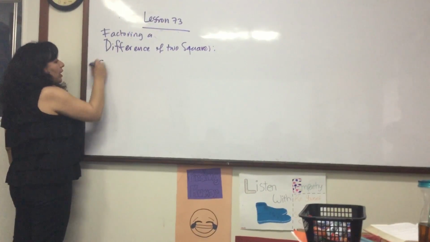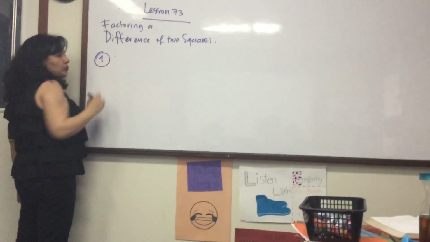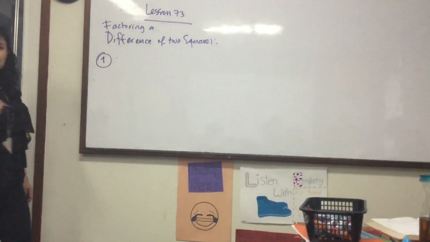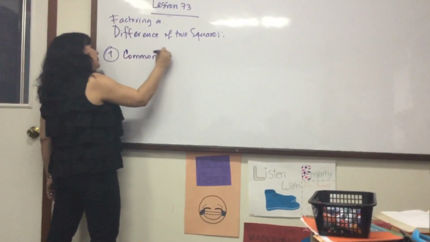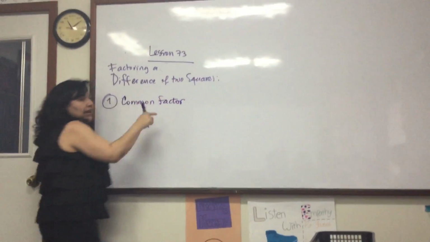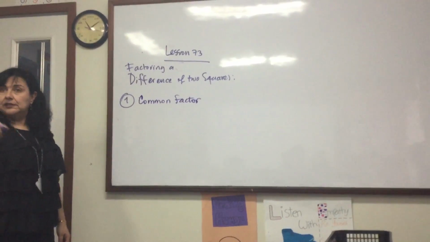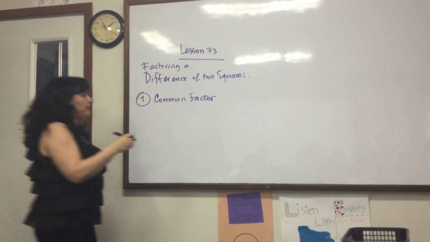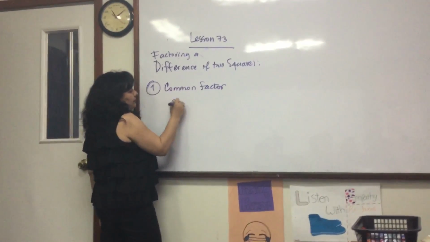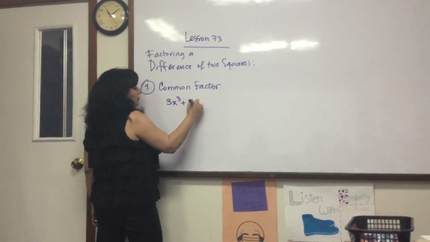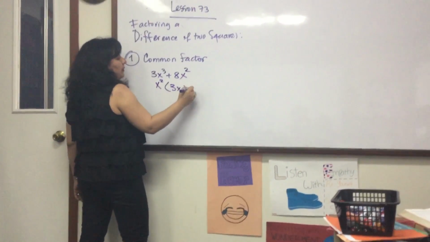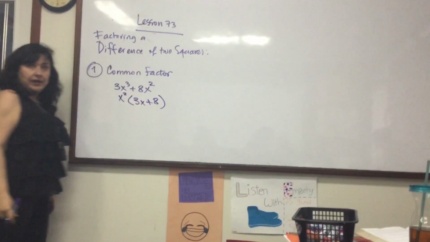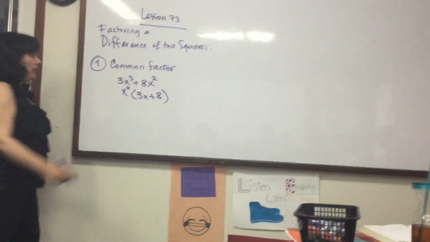Do you remember we saw the first case of factoring was called what? Common factor. Do you remember? Right, we all remember. This one has x squared in common, 3x plus 8. You take out the common factor.